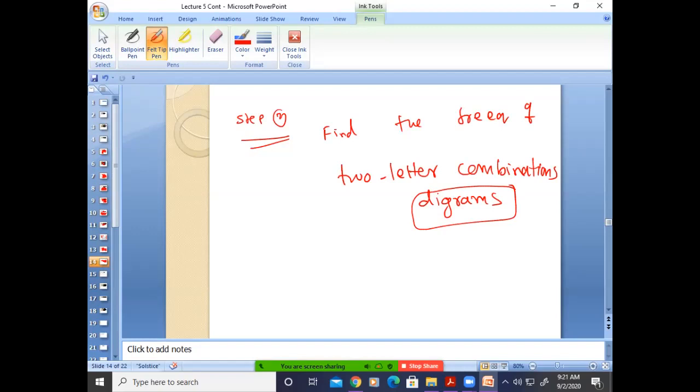Di means 2. So if there are 2-letter combinations, suppose AB is there. If this one combination is coming repeatedly, then we will first identify this. Then we may get some information from that. Then 3-letter combinations, we will say trigrams, and so on. So that is step 2. Got the point here? Please respond.